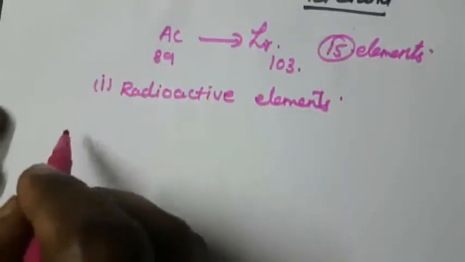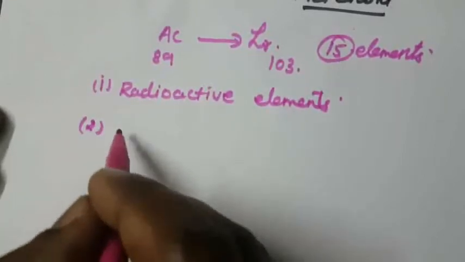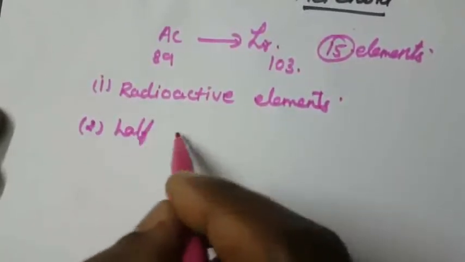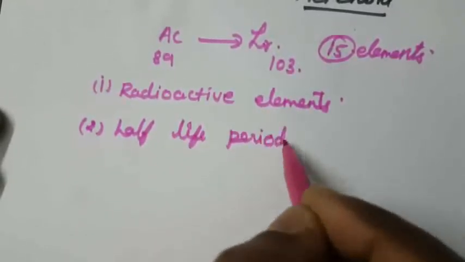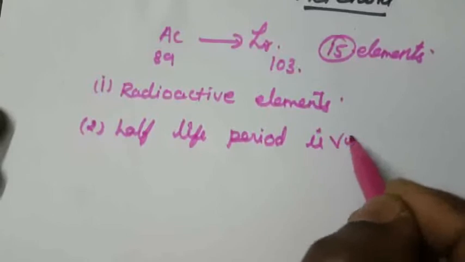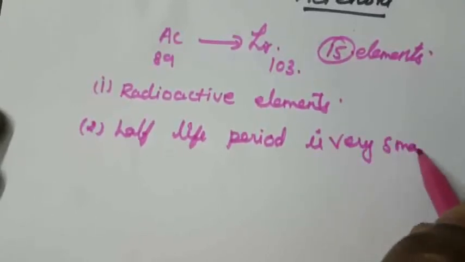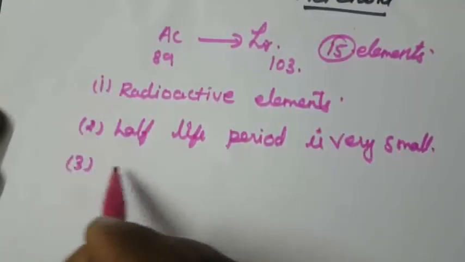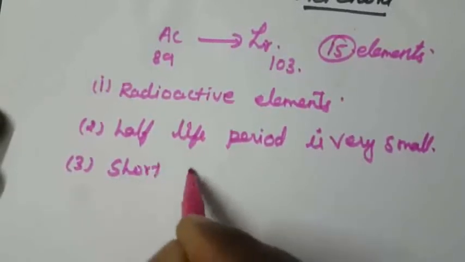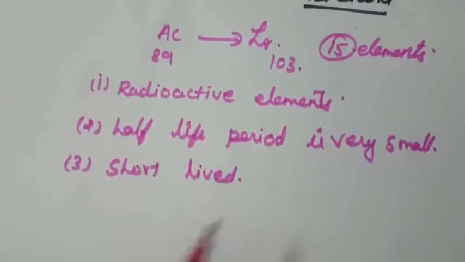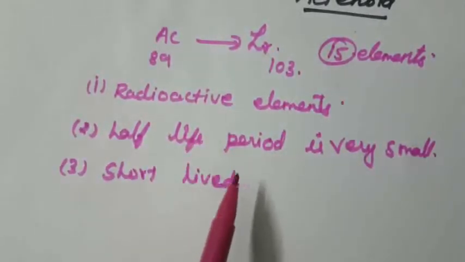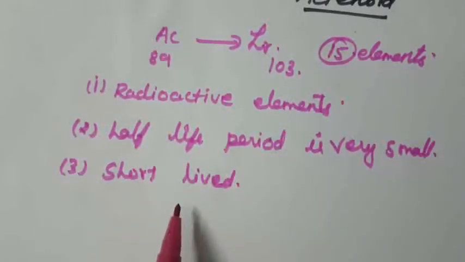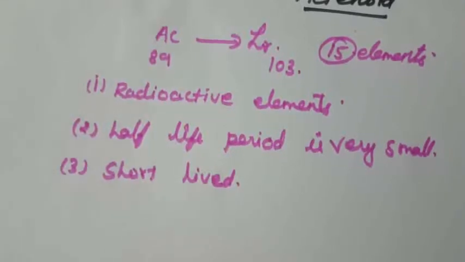Second one, the half-life period is also very small. Very small half-life period, and also they are very short-lived. Okay, so these are the three things for the actinides: all the actinides are radioactive elements, the half-life period is very small, and they are also short-lived.